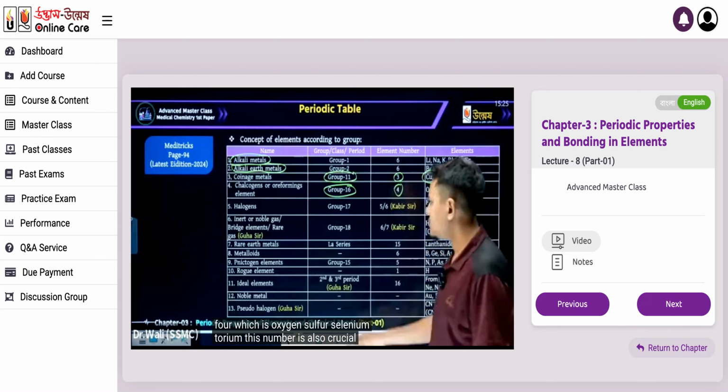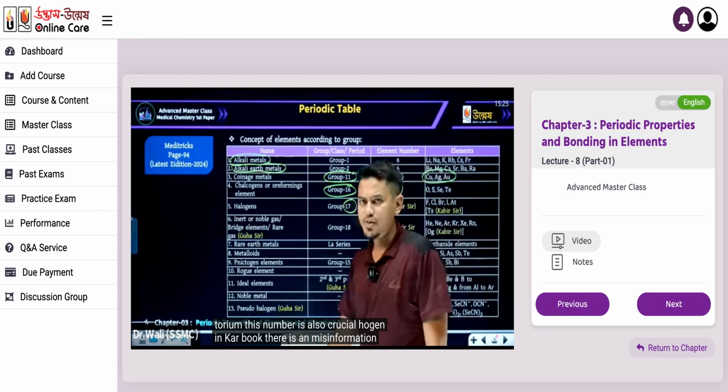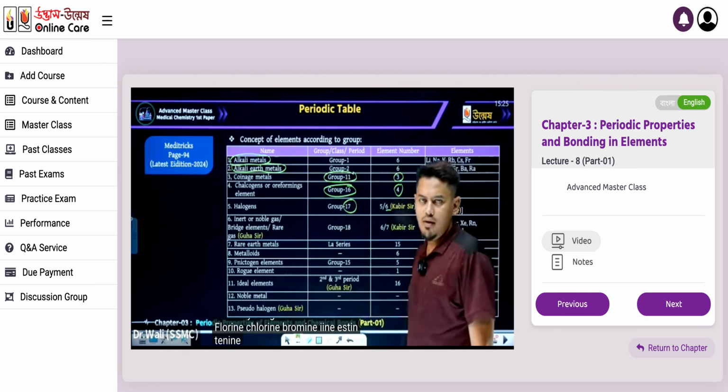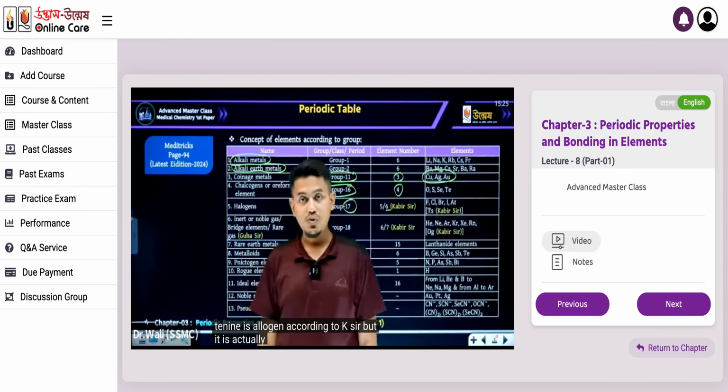This number is also crucial. Halogen, in Kabir sir's book, there is a misinformation, which is that halogen is 6 in number. Basically, halogen is 5 in number: fluorine, chlorine, bromine, iodine, astatine. Tennessine is halogen according to Kabir sir, but it is actually not so.